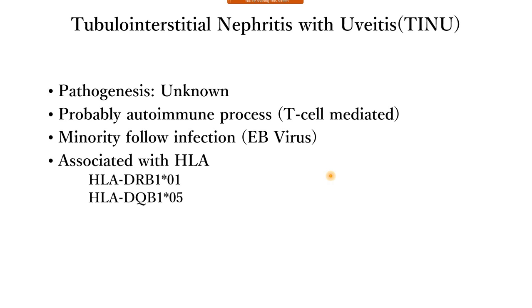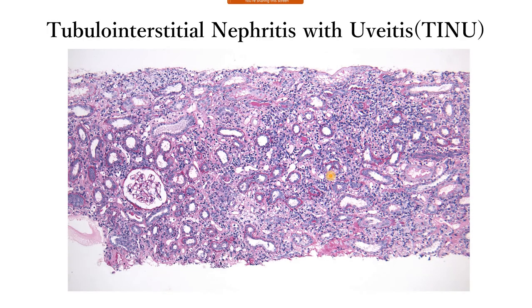Pathogenesis is unknown. We don't know why uveitis and TIN occur together. We don't know the common antigens, or whether there is a common antigen or not. But we assume that this is probably an autoimmune process, like T-cell mediated inflammation. A minority follow some kind of viral infection like EB virus, and there is a report of some association with HLA, like HLA-DRB1*01 or HLA-DQB1. This is an example.